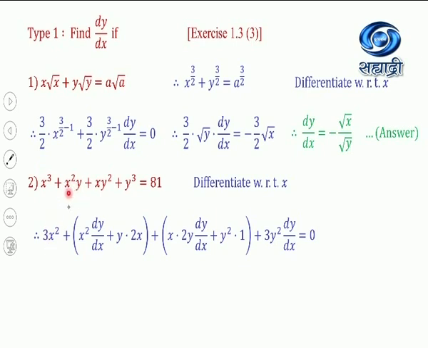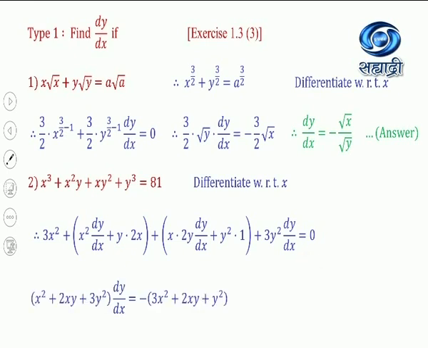Now here by using product rule, first function x square into derivative of y, plus y, that is the second function, into derivative of first, that is derivative of x square, that is 2x. Plus again the third term, that is the product of two terms, x into y square. Again we use product rule. So we write here x into derivative of y square, that is 2y into dy by dx, plus second term y square into derivative of x is 1. Now plus this third term is y cube. Its derivative is 3y square into dy by dx equals to 0.